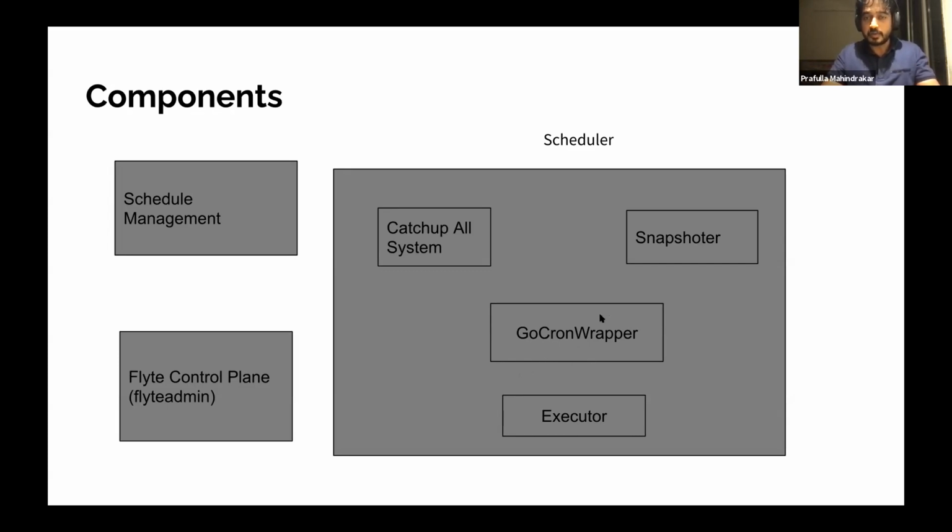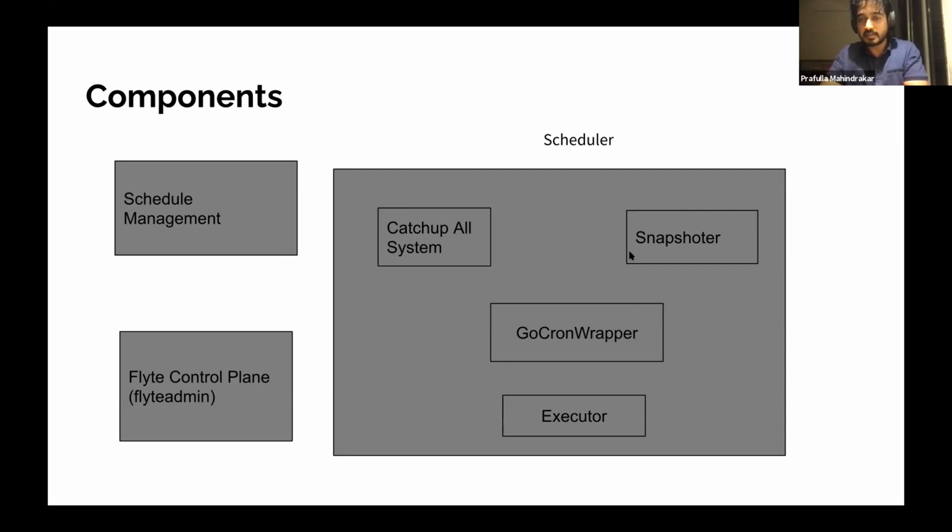Another thing we also wanted is we didn't want to miss any of the schedules. So for some reason, let's say that the scheduler goes down, then we don't have the information about what all things we missed during the time it is down. So for that reason, we have two subsystems over here. We have the snapshotting system and the catch-up system.